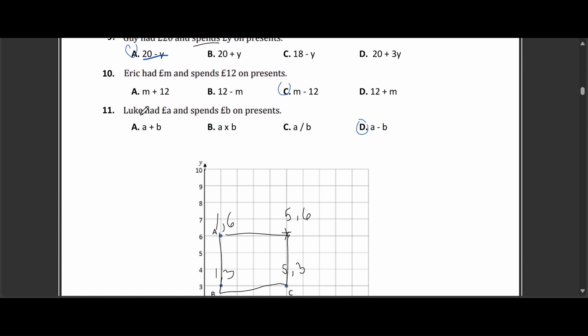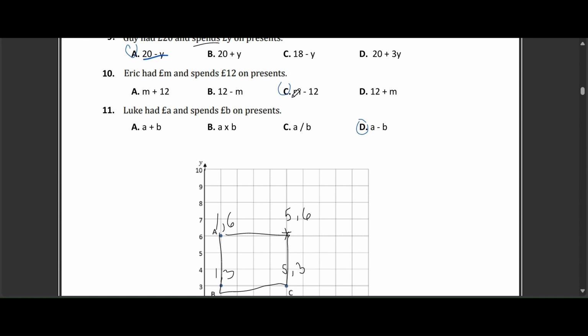Question 10. Eric has M pounds, whatever M is. Then he spends 12 pounds. How much does Eric have left? A says M plus 12. That would mean Eric gained money, but he spent it. B says 12 minus M. That would mean Eric started with 12 pounds and spent M, but he started with M.